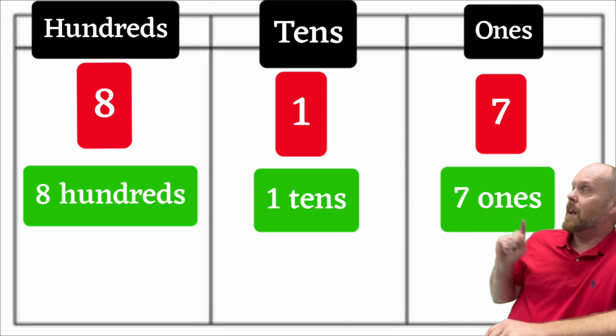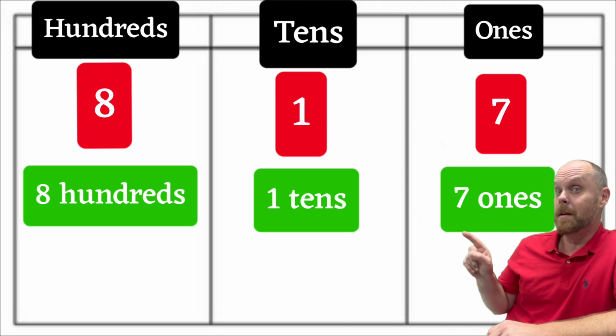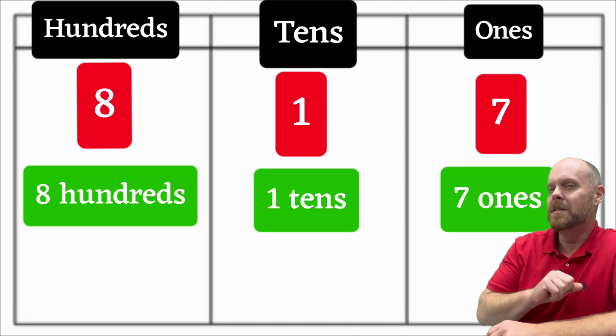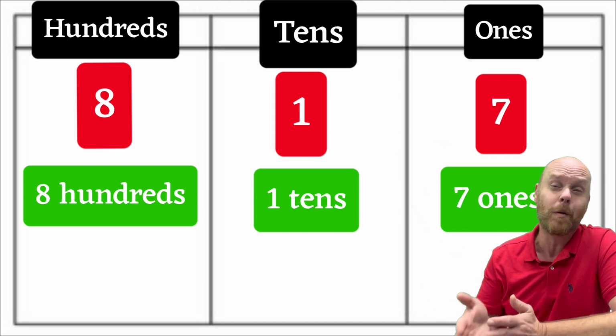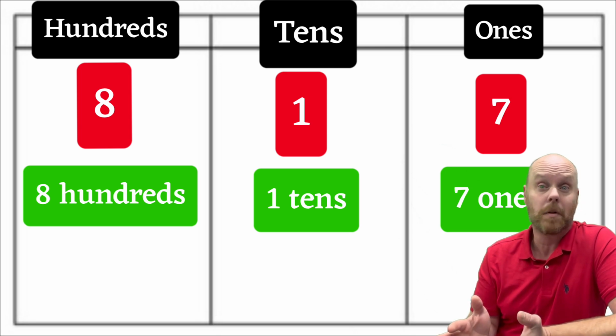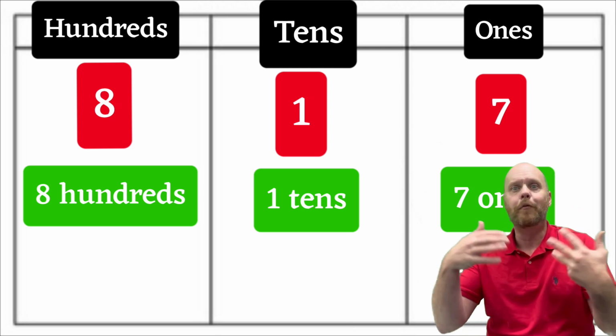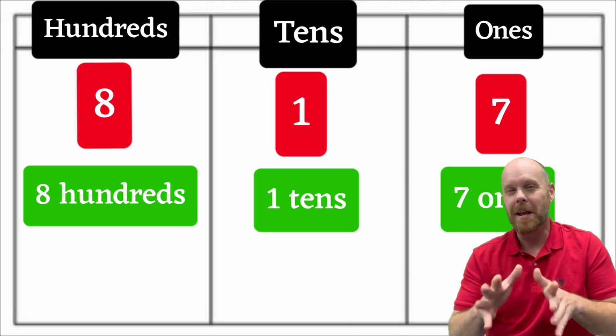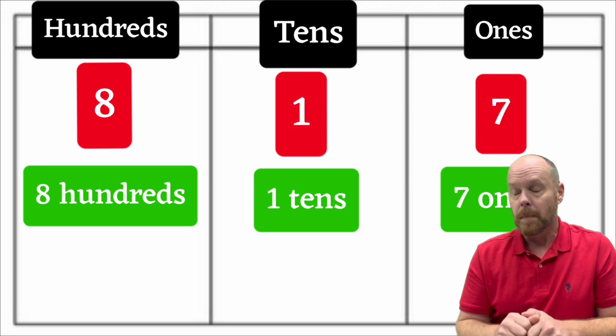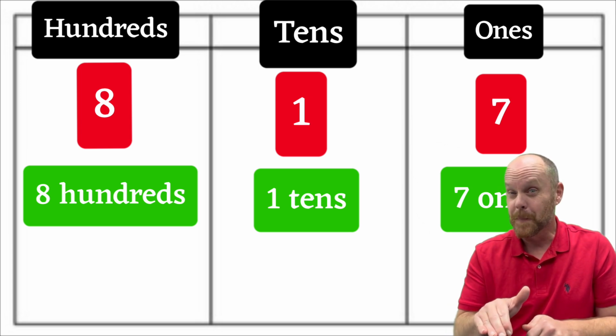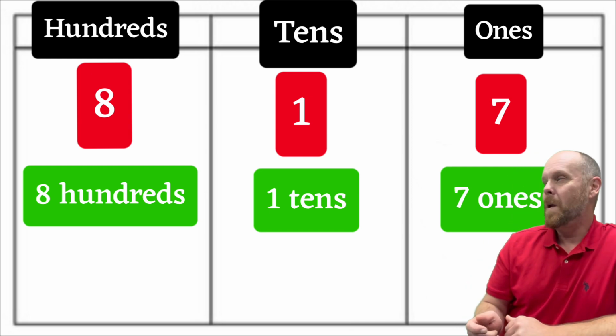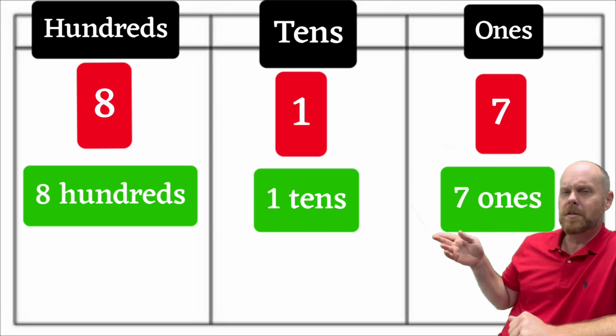We have 8 hundreds, 1 ten, and 7 ones. See, that's breaking down the number by the value of the digits. Fairly easy, right? So far, we have found the easiest ways to write our numbers. Our next one's going to be even easier. Ready for this? We have that 8 hundreds, right?